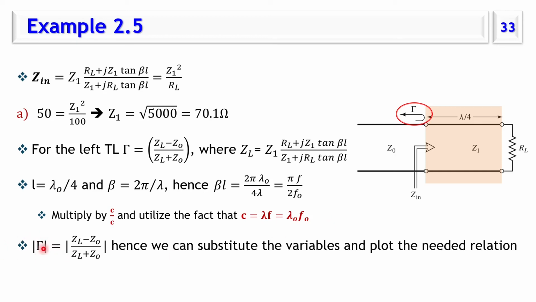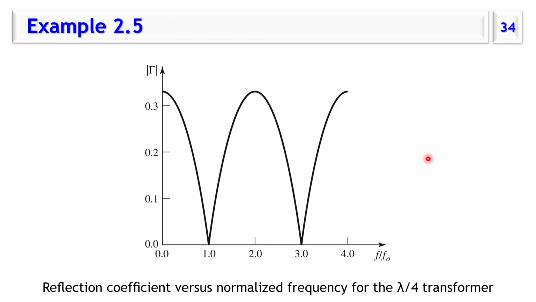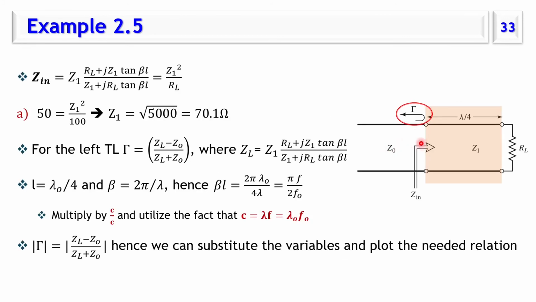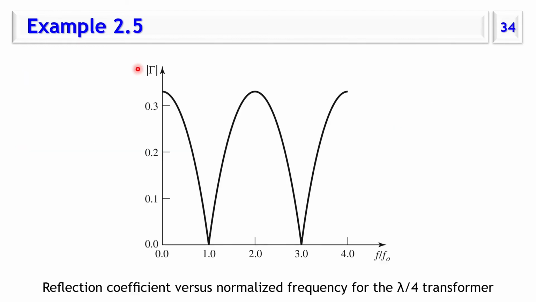So the reflection coefficient equals ZL minus Z naught over ZL plus Z naught. Z input would have this expression at values other than f naught and lambda naught. Beta L will not be lambda by 4, so L will not be lambda by 4, so this will not be 90 degrees. Just substituting into this equation and plotting it in MATLAB or so, we'll get something like that.